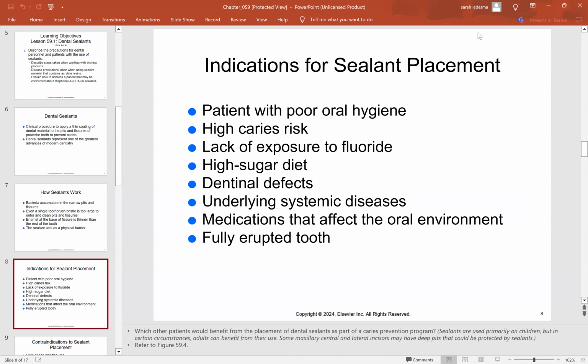When would we use a dental sealant? Well, we could use it with a patient who has poor oral hygiene, maybe a patient who's at a higher risk of caries. If our patient has a lack of exposure to fluoride, one with a high sugar diet, if we see some dental defects, underlying systemic diseases, if our patient is taking medications that affect the oral environment, and on fully erupted teeth.